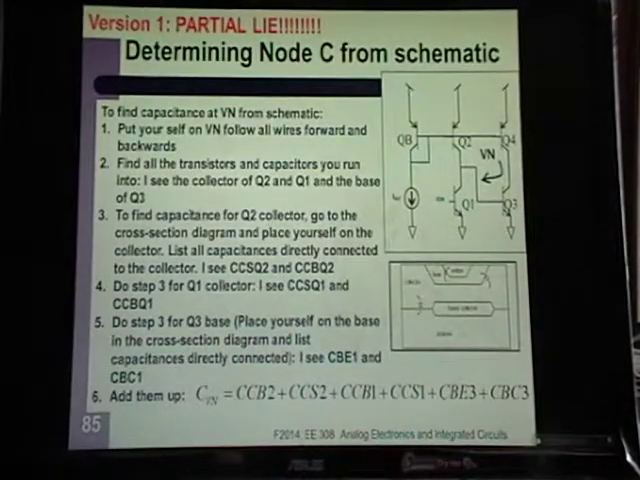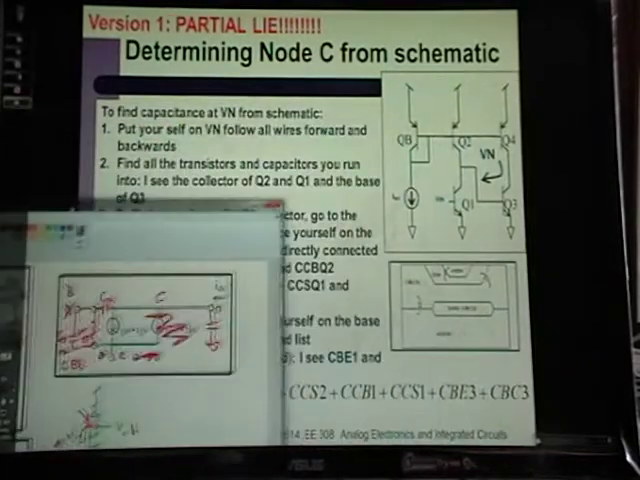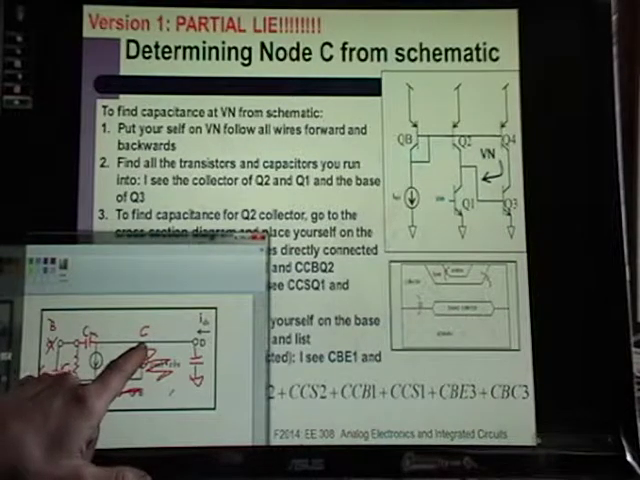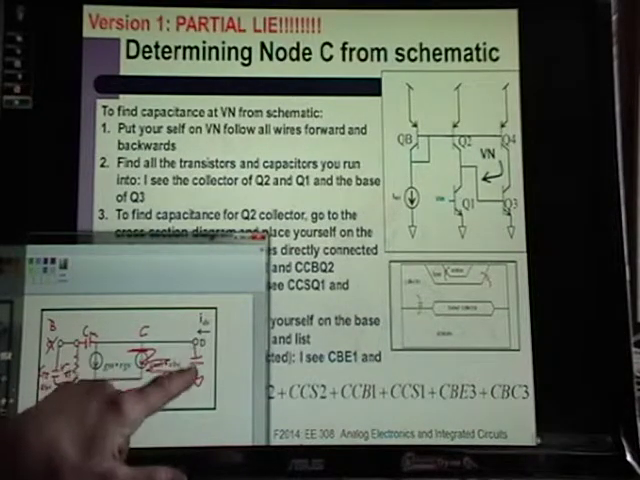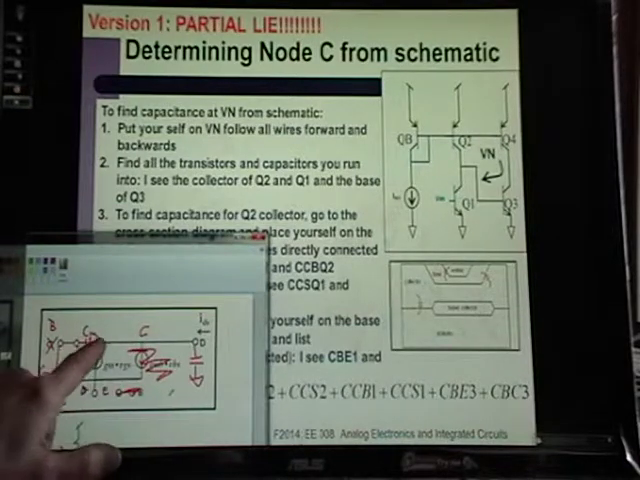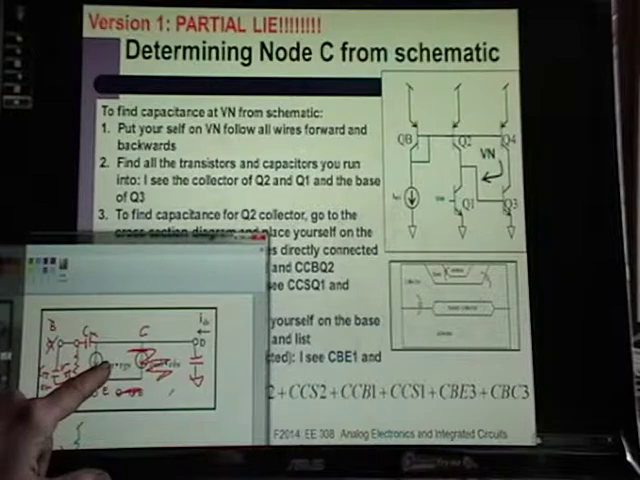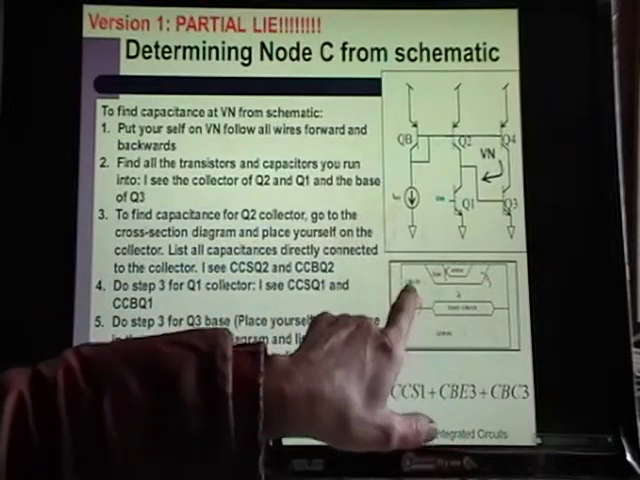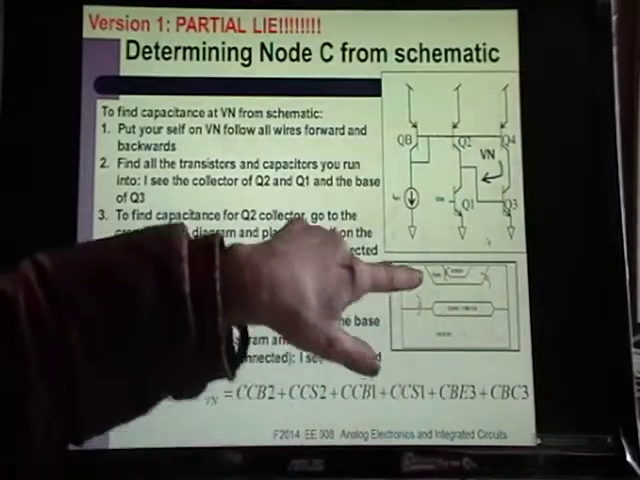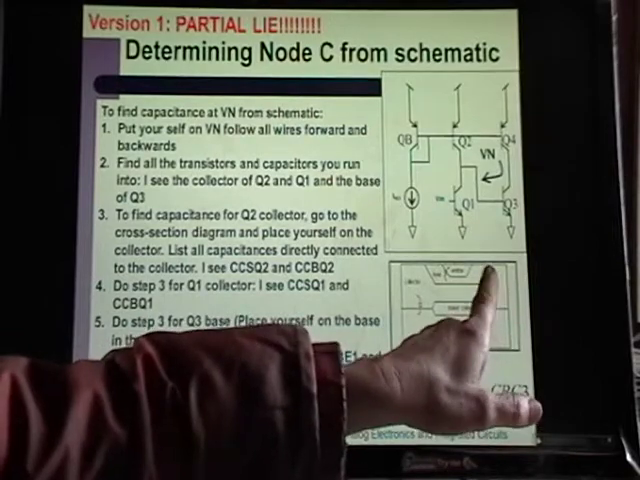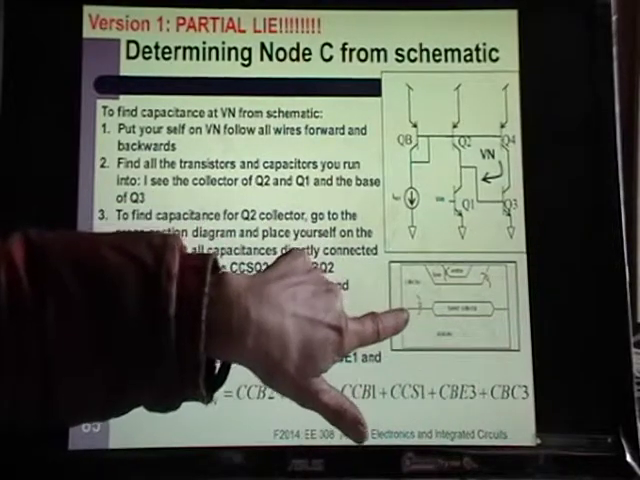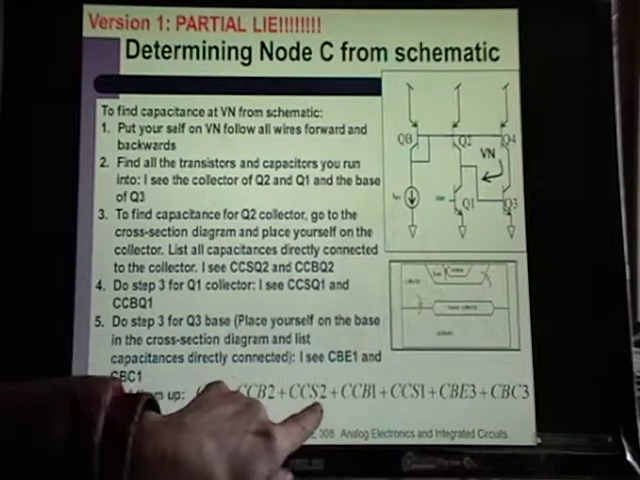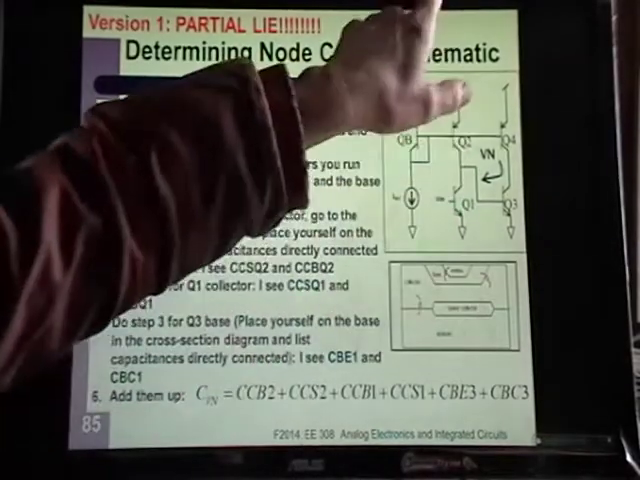So let's go over here. I know that if I'm sitting on the collector, I see two capacitances. I see the collector to substrate capacitance, and I see the collector to base capacitance. Oh, I had that picture over here better. Okay, let's do that. So if I'm at the collector of Q2, I see the collector to base capacitance, and I see the collector to substrate capacitance. So here's CCB2 and CCS2, collector base, collector substrate. Okay, that's all the capacitance I see looking up.